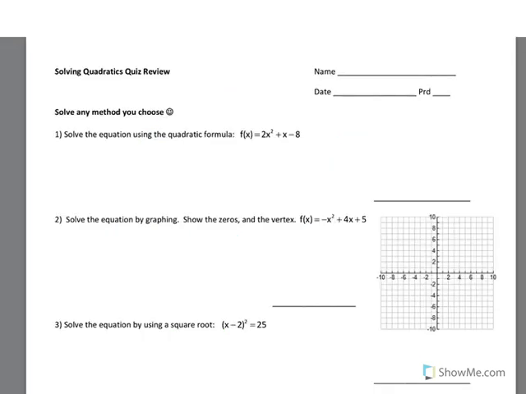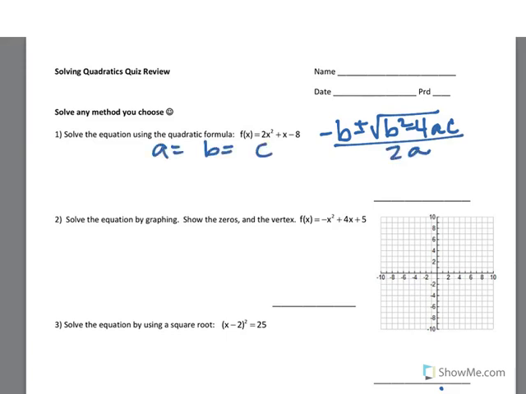Okay, so let's start with number one. We're going to solve the equation using the quadratic formula. So you're going to use that negative b plus or minus the square root of b squared minus 4ac all over 2a. So first we're going to identify what a, b, and c are, and then we're going to plug those into our equation. So a is 2, b is 1, and c is negative 8.